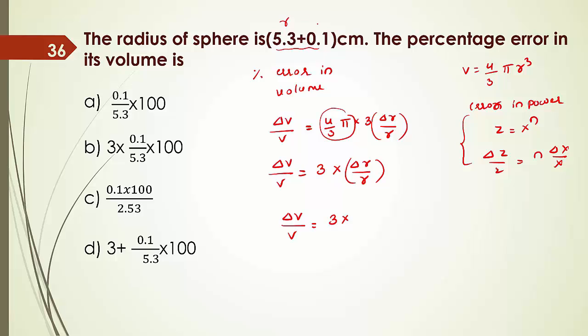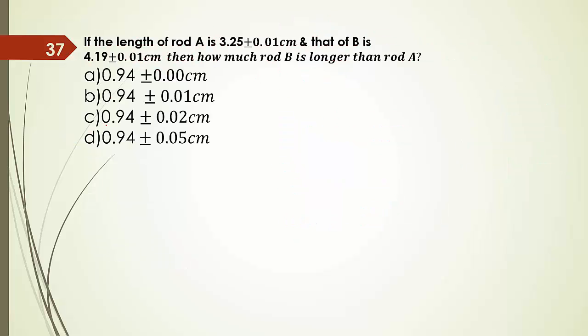R is 5.3. Delta r is plus or minus 0.1. So delta r over r is how much? 0.1 divided by the r value, 5.3. So percentage error means multiplied by 100. Delta V over V equal to 3 into 0.1 over 5.3 into 100. So we will get the percentage error in its volume. Now observe the options, which is the right answer. 3 into 0.1 over 5.3 into 100. Option B is right.